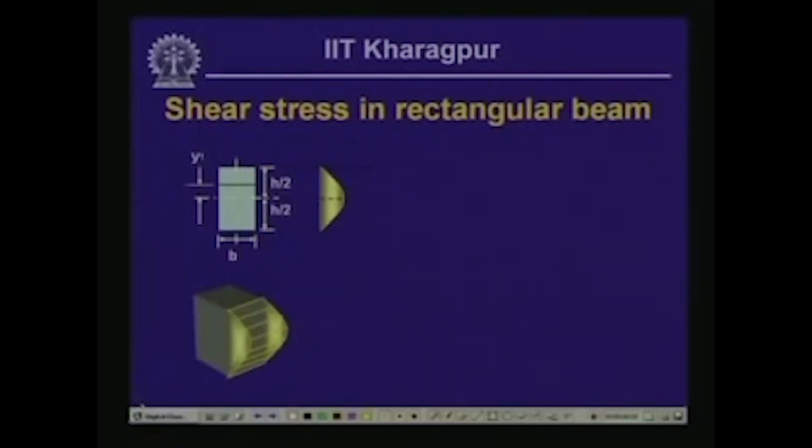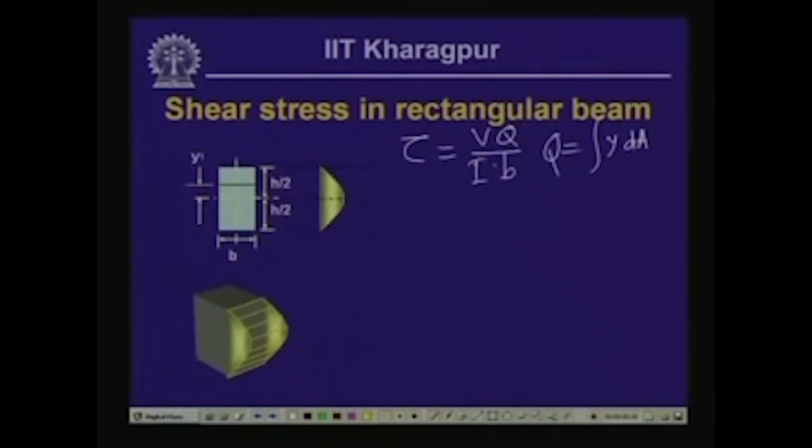Now, let us look into how the shear stress varies across the depth. We have obtained the value of the shearing stress as tau equals V Q by I b. Q for this particular beam, as we have seen, is the integral of y dA.